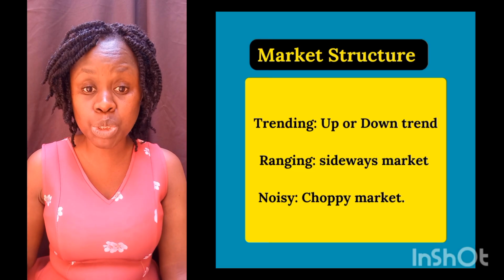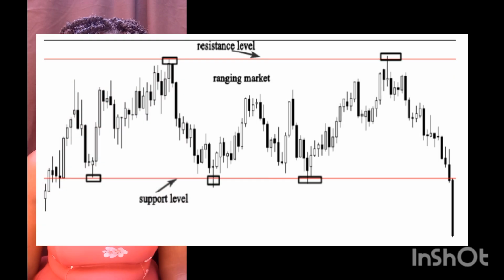So the second market structure we want to look at is a ranging market. This is a sideways market where price seems to be moving from one side to the other, from the left to the right. Price continually bounces between two ranges. It bounces between the top part and the bottom part. So it bounces between a support and a resistance, as shown in that picture. Price will eventually break out from that confinement when it decides which direction it wants to take.